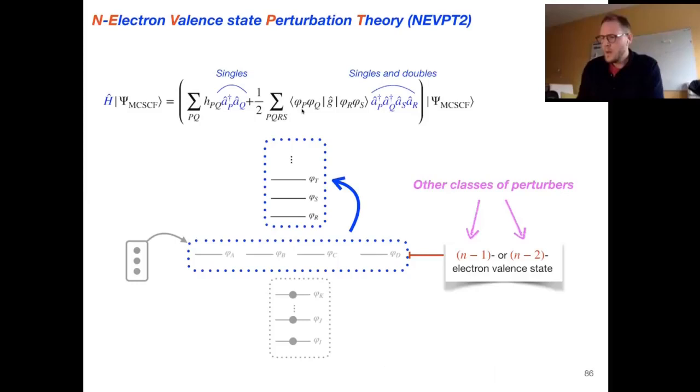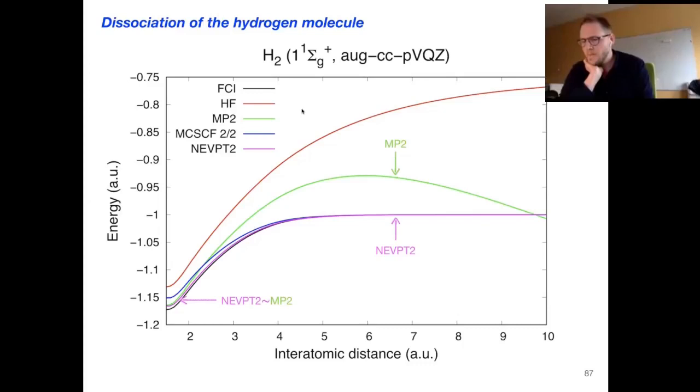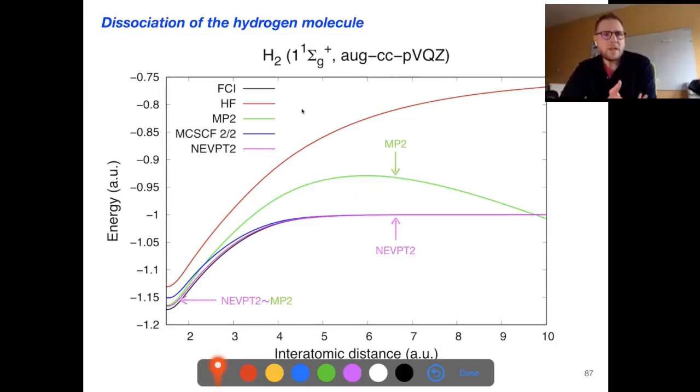Okay, so this is my last slide. I just wanted to show you what happens with NEVPT2. When you are close to equilibrium, your H2 molecule is weakly correlated, and you see there's not much difference between MP2 and NEVPT2. So there's not much need to use a multi-configurational wave function there. But of course, when you start stretching the bond, as you know, Hartree-Fock breaks down, so MP2 is bad, and it's becoming worse and worse.